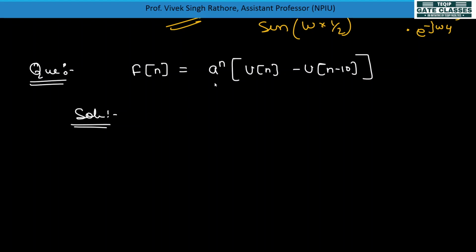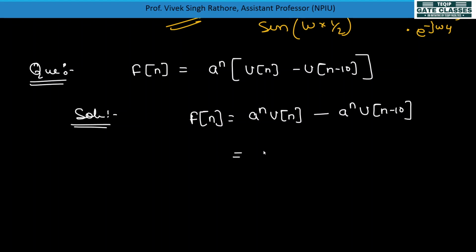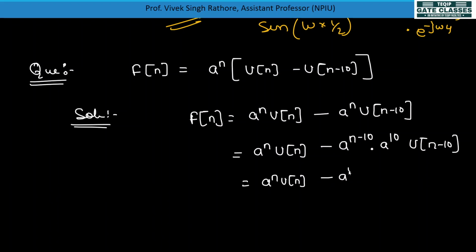See, f of n is given like this. The brackets can be opened also: a to the power n u of n is given, and now a to the power n u of n minus 10 is given. Now we can also write this as a to the power n minus 10, and then a to the power 10, so that it cancels out and you get a to the power n only. Here a to the power 10 is given, a to the power n minus 10 u of n minus 10.